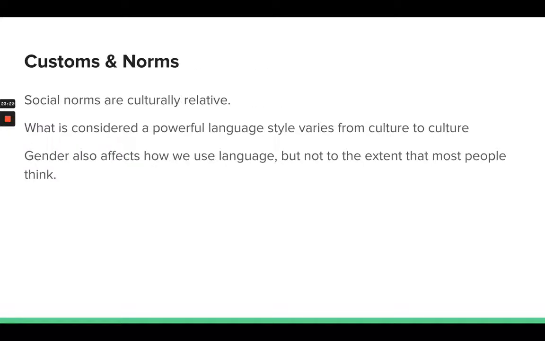Social norms are culturally relative. What is considered a powerful language style varies from culture to culture. And gender also affects how we use language, but not to the extent that a lot of people think.